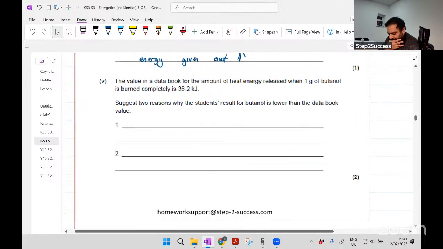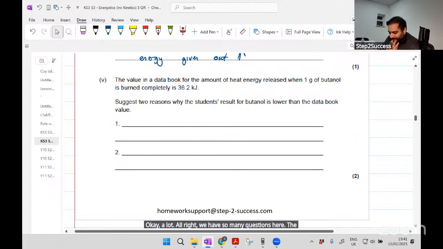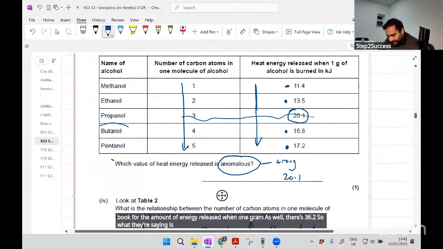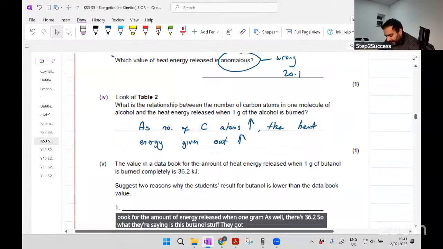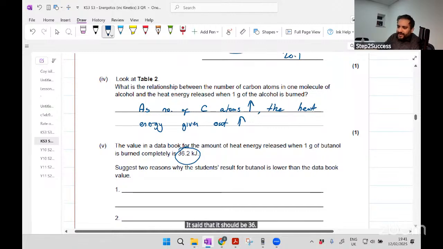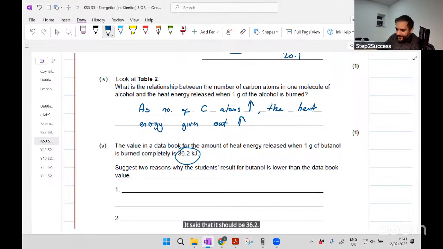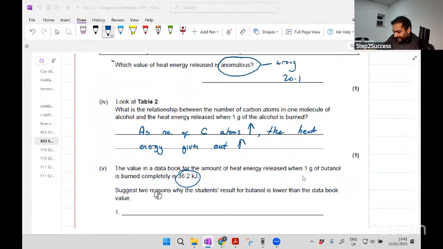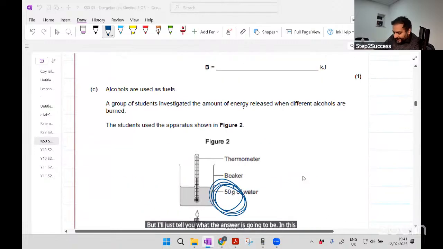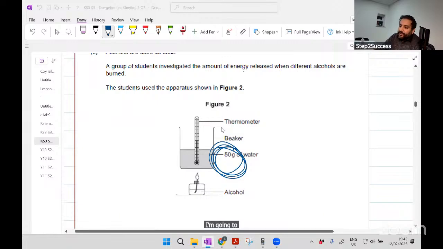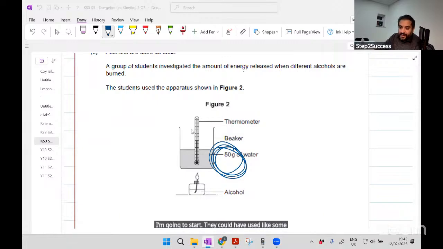Let's see. All right, there's so many questions here. The value in a data book for the amount of energy released when 1 gram is burned is 36.2. So what they're saying is this butanol stuff, they got a value of 16.8, but when they read it in a book, it said that it should be 36.2. There's a few different answers for that one, but I'll just tell you what the answers can be. In this experiment, they did not use a lid for a start. They could have used some sort of insulation, like the polystyrene cup or something like that.